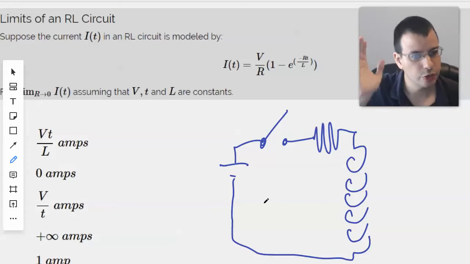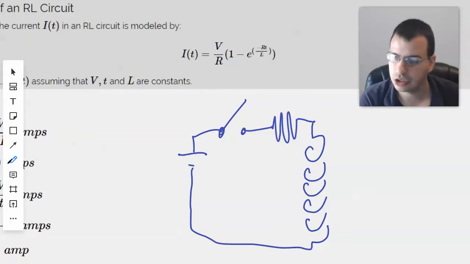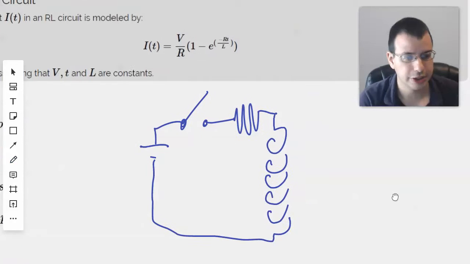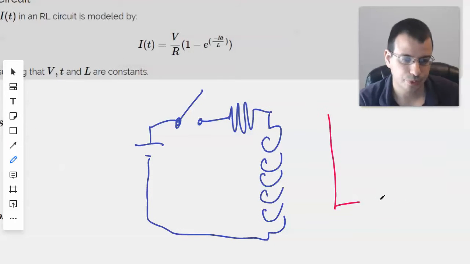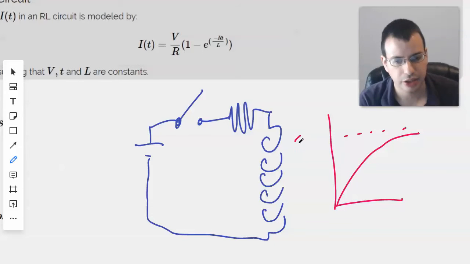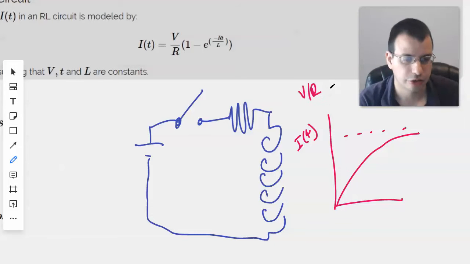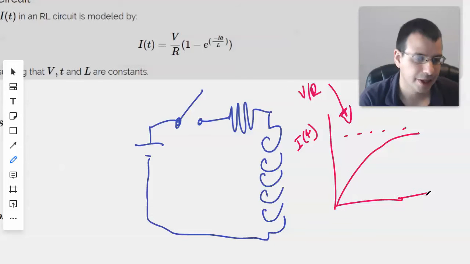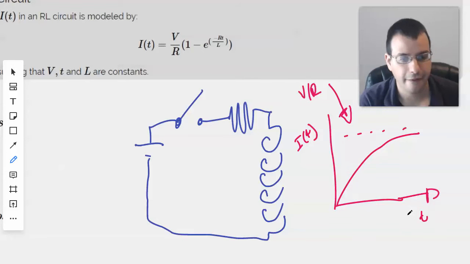So the idea is when you close the switch, you get a current flowing through the circuit. And the current will build up to some maximum point here, which will be V over R, which will be the max. And this will be time going this way.